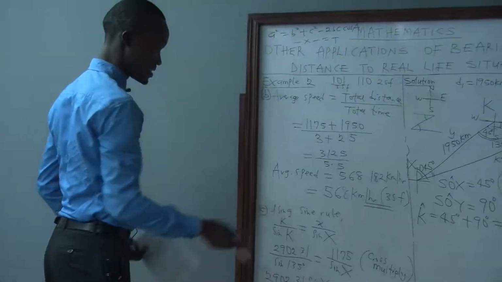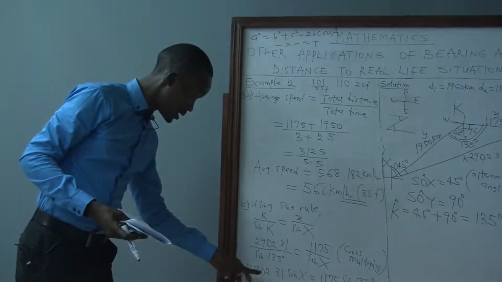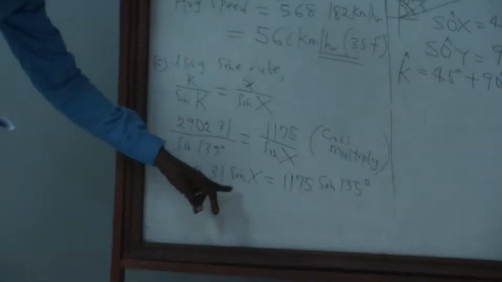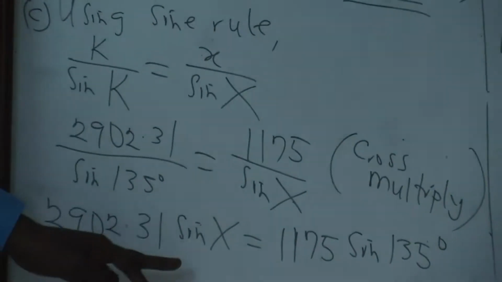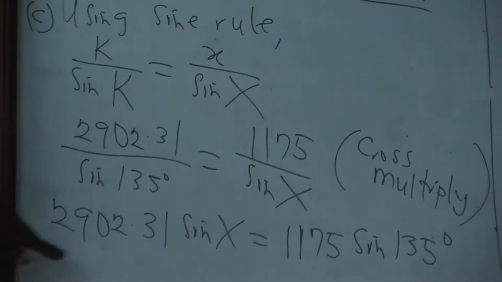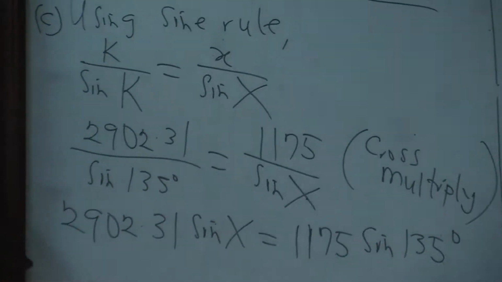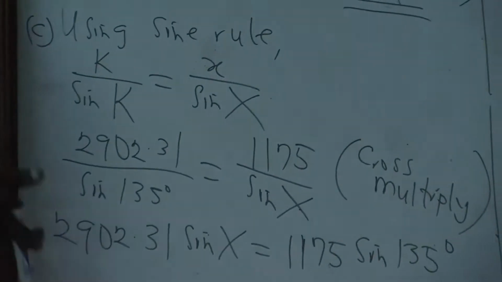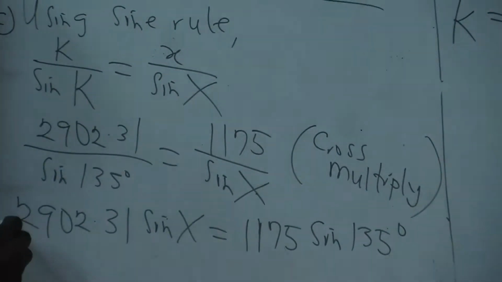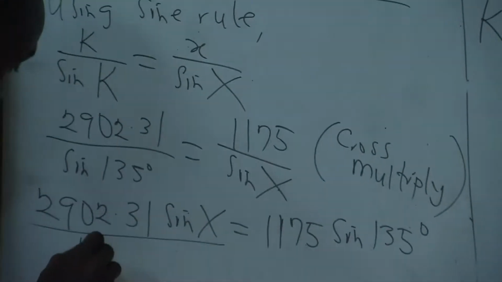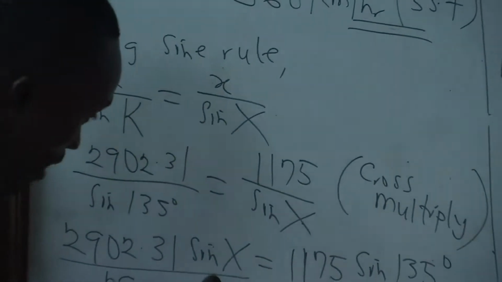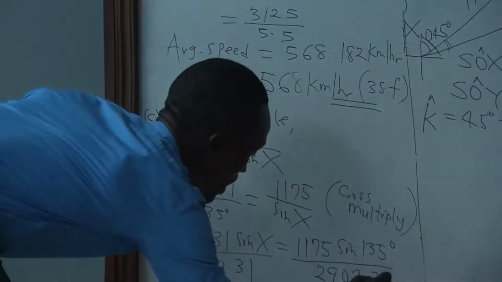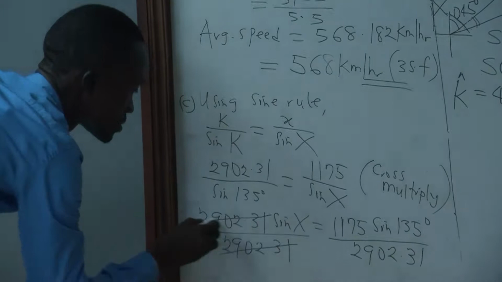And after that, the next thing we do, if you look at what we have here, we are looking for sine X. We need X actually, but we have sine X here, but there is a particular value that is disturbing sine X, which is 2902.31. And what we do here is we divide both sides by that value. So we divide both sides from here by that 2902.31. So this is divided by 2902.31. This is divided by 2902.31. So this will cancel this.